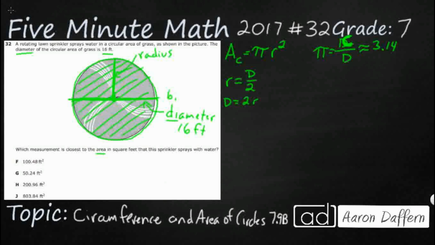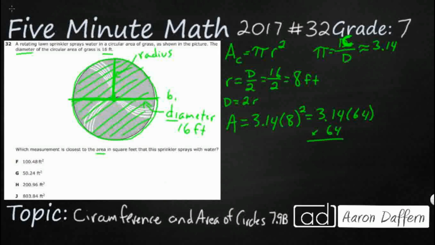So my diameter in this problem is 16. So 16 divided by 2, so 8. So now I've got my numbers. So our area, remember, is going to be 3.14 times our radius 8 squared. So this 8 squared does not mean 8 times 2, it means 8 times itself. So 8 times 8 is 64. So we're going to take our 3.14, multiply that by 64. That's going to be pretty big, but let's just go ahead and do that real quick.